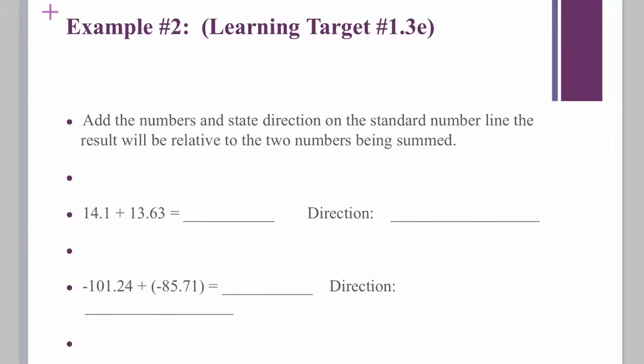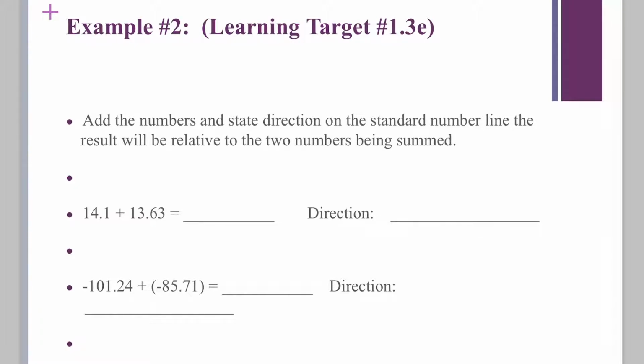Example number 2. This is going to highlight learning target number 1.3e. We're going to add the numbers and state the direction on the standard number line. The result will be relative to the two numbers being summed. Take a moment and hit pause if you have not done so already and complete this example, and then I'll work through it with you.